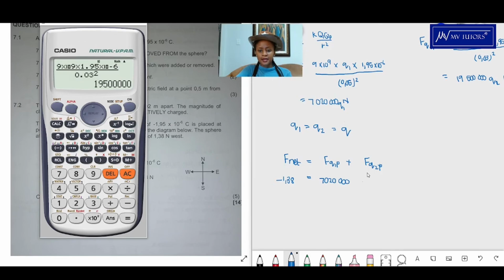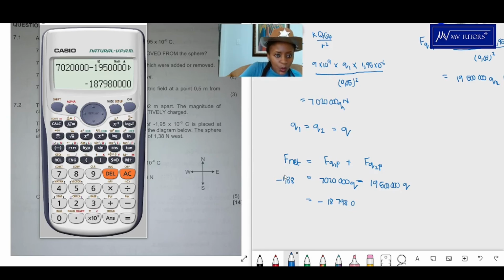Okay, and then because the net force is actually negative, it means that the force due to Q and P will contribute to it being highly negative, if that makes sense. So this one had to be negative in this case, it had to be west. So for that we have 19,500,000. Okay, and that's Q, I forgot the Q. So if I then have 7,020,000 and I subtract 19,500,000, I am then left with negative 18,798,000. No, what am I left with? I think I put too much there.